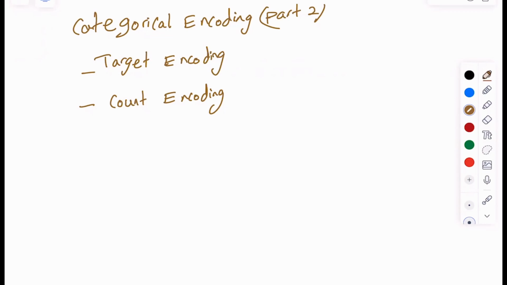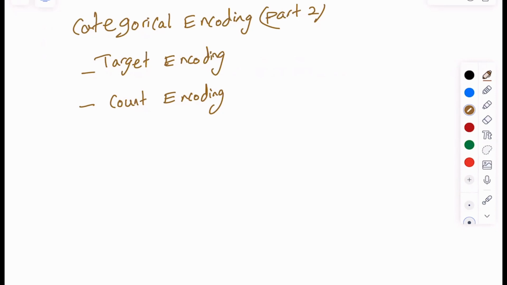And stay tuned for part 3, which is categorical embedding, which a lot of you ask me about making a video about. I want to dedicate a video only to categorical embedding because it's a new concept, which is used a lot in deep learning and also in natural language processing. All right, so let's talk about target encoding and count encoding.